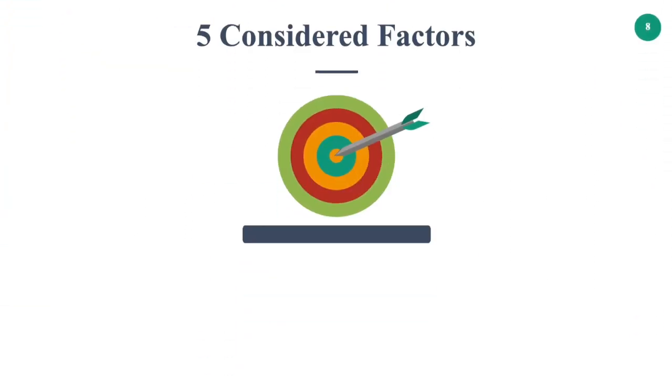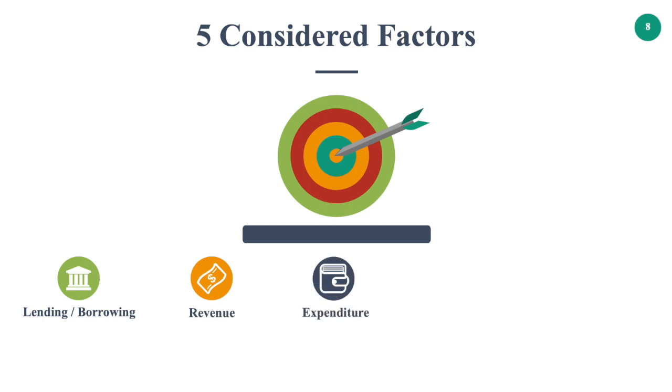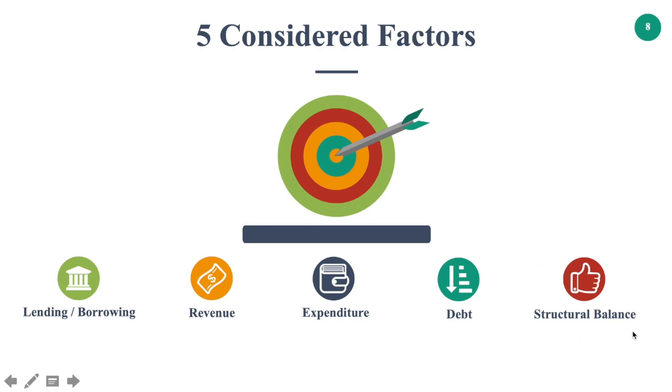The five factors that we chose to consider in our analysis are the government's lending and borrowing, revenue, expenditure, debt, and their structural balance. For those of you who are not familiar with structural balance, it is revenues minus expenditures minus transitory financial factors such as inflation. It accounts for a more accurate view of the underlying fiscal position of a country.